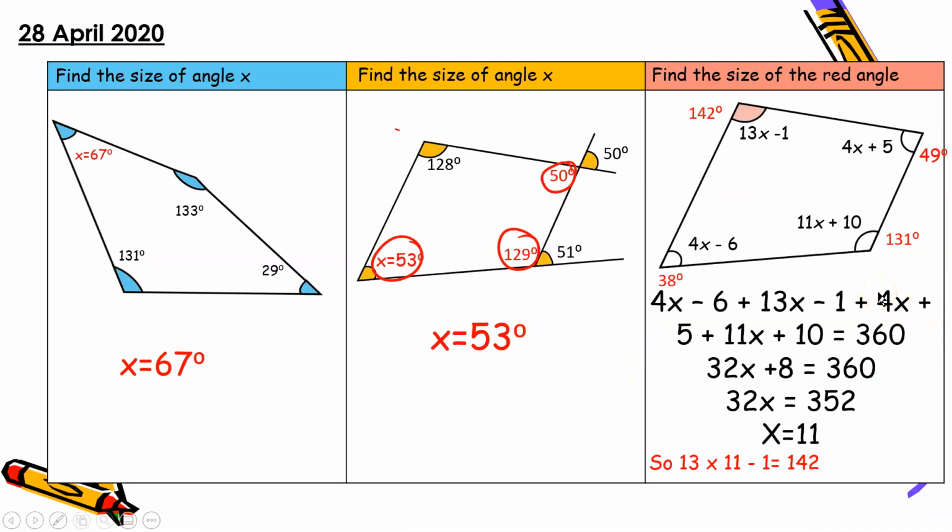Now the last one is basically just, you've got your four corners, they're in terms of x, so add them together and we end up with 32x plus 8. You can solve that to work out that 1x is equal to 11, so then we can go 4 times 11, take away 6 to give us 38. 11 times 11 plus 10 gives us 131, and so on. Don't worry about that one so much. That's just really an extension question for those boys who wanted to give it a go. But really well done if you managed to get 53 degrees there.